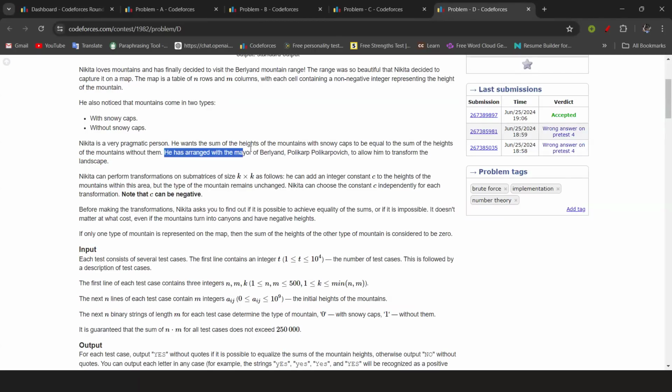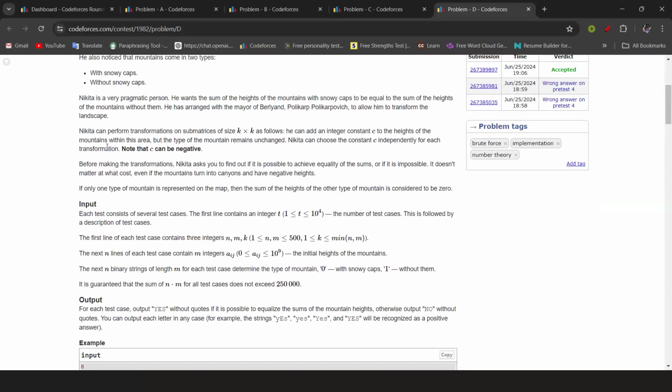He has arranged the mayors of Verulandes to allow him to transform the landscape. Nikita can perform transformations on submatrices. So how can he achieve that? He can select a k cross k submatrix, and then he can add an integer constant c to the heights of the mountains within this area. So to all the mountains in that selected k cross k area, a constant c would be added. But the type of mountains remains unchanged.